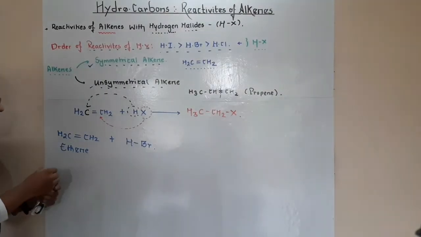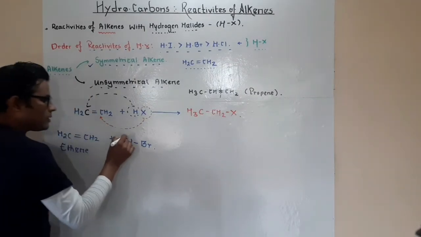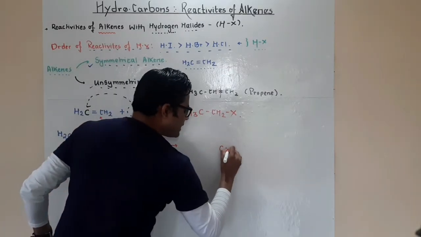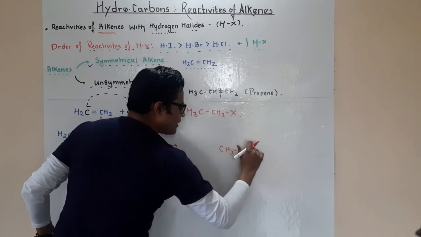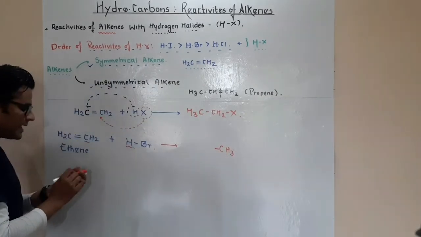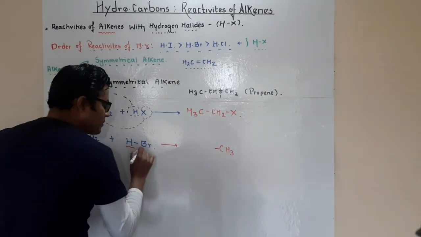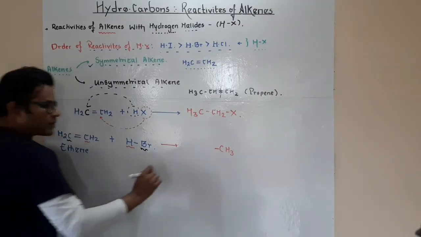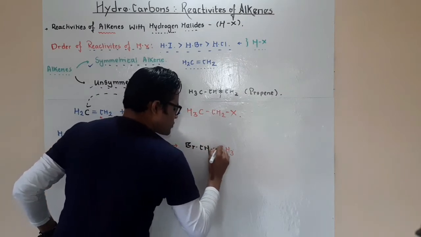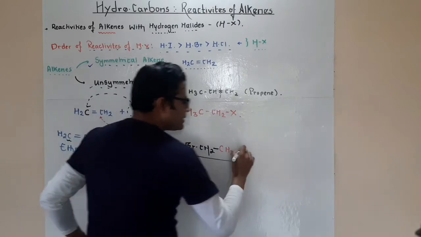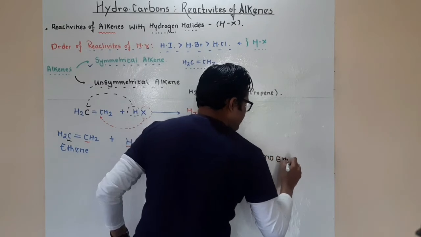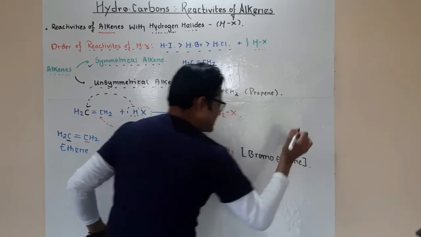Now let's say that I add this hydrogen to the first carbon. Then what I am going to get is CH3 for the first one. Now the bromine is going to get attached to the second carbon, so it is BrCH2. This is going to be the answer, bromoethane as the IUPAC name.